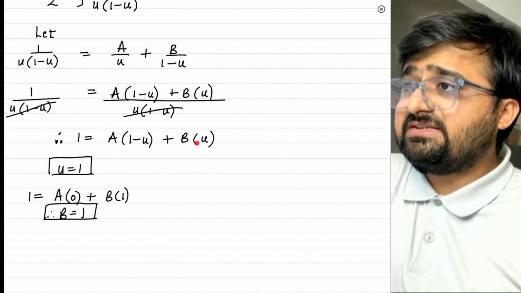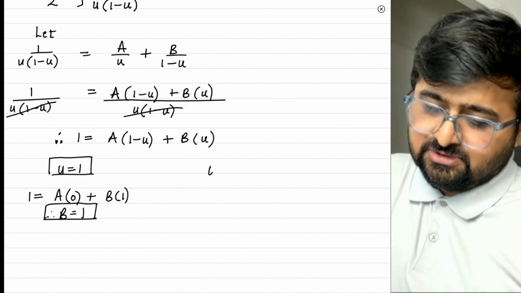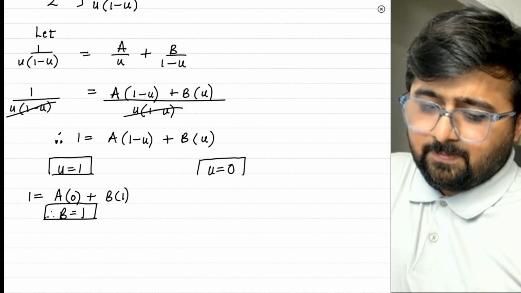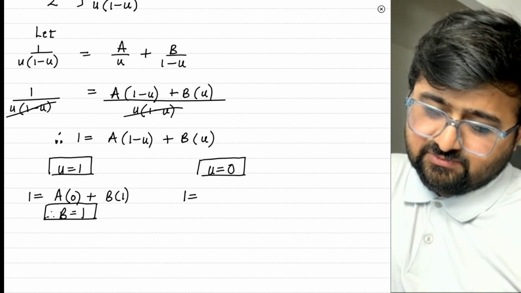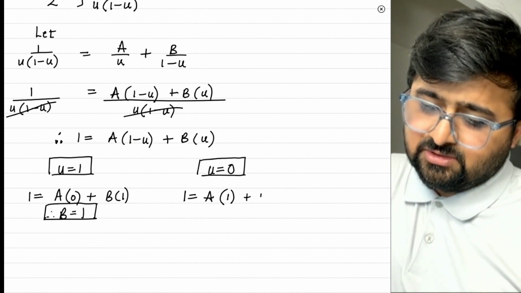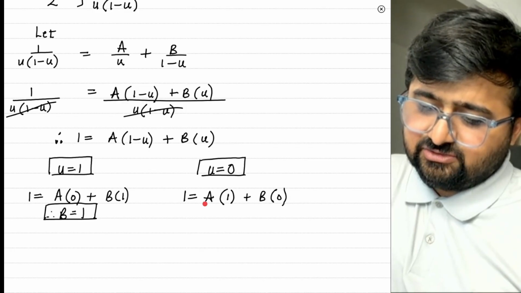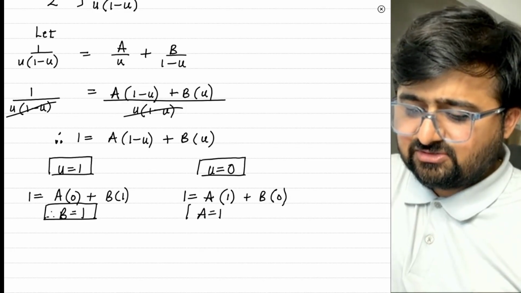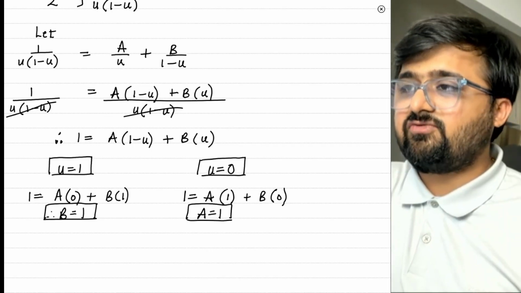Let's say we put u is equal to 0, so this will become 0. So if we put u is equal to 0, this becomes 1 is equal to a times (1 minus 0), which is nothing but 1, plus b times 0. So here you can easily say that a is also equal to 1. How easy was it to find the values of a and b?